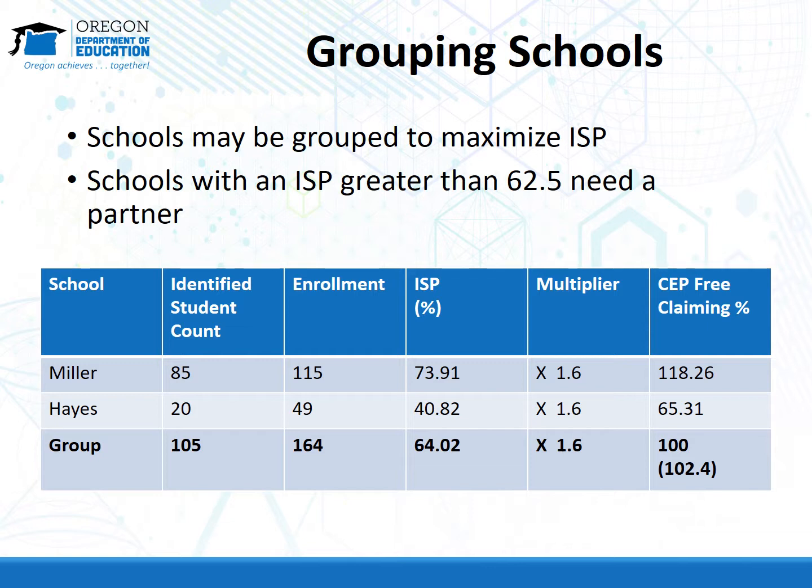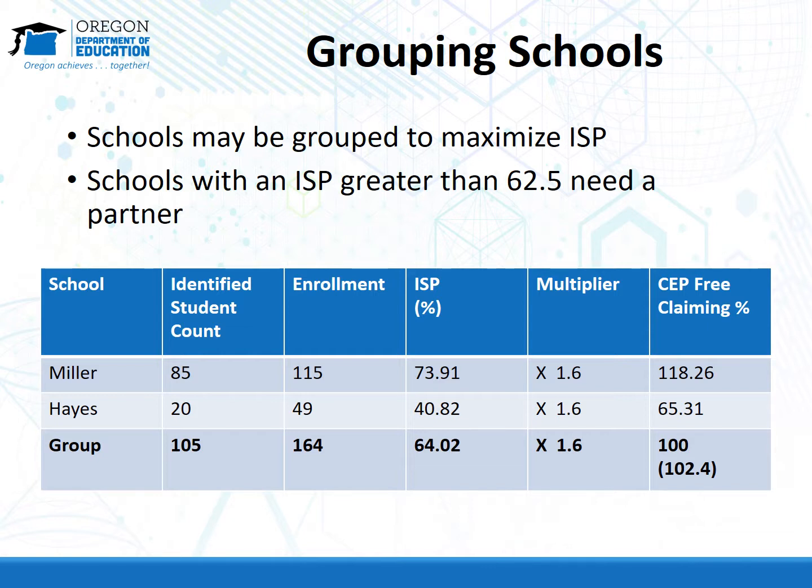However, this would leave free claiming percentage from Miller unused. Recall that if an ISP of 62.5 results in a free claiming percentage of 100%, all meals are claimed as free. Schools with high ISPs may be grouped with schools that have lower ISPs to maximize the free claiming percentage. To group schools, the identified student counts are summed and the enrollment counts are summed. Then the total identified student count is divided by the total enrollment to create a group ISP.